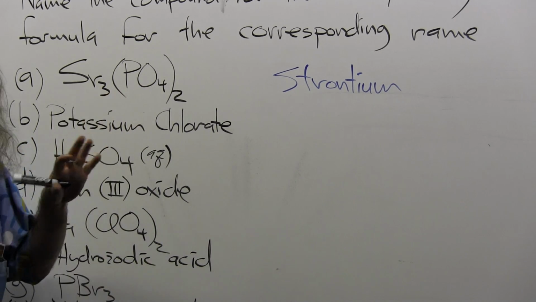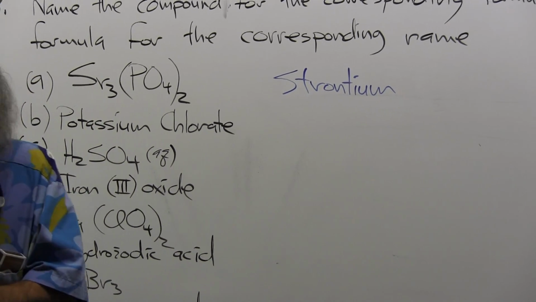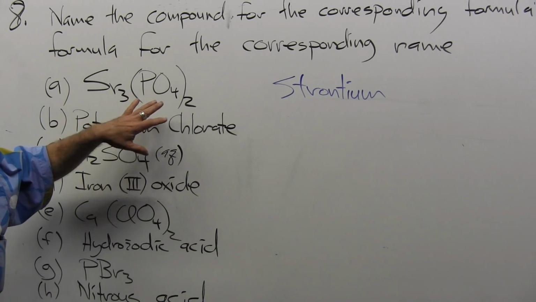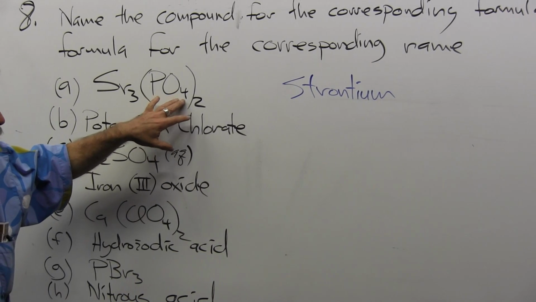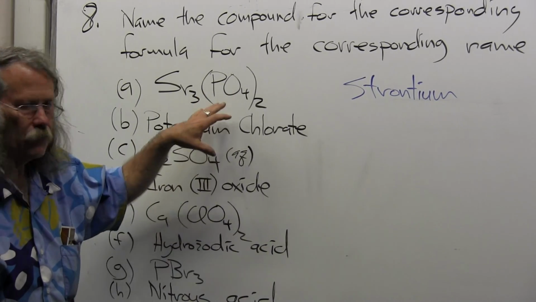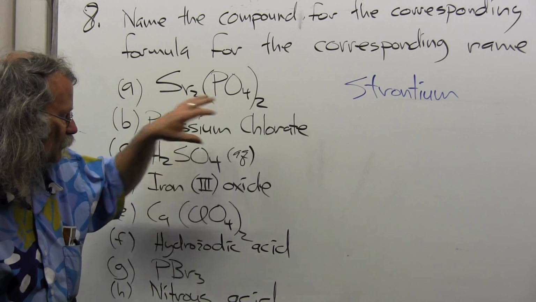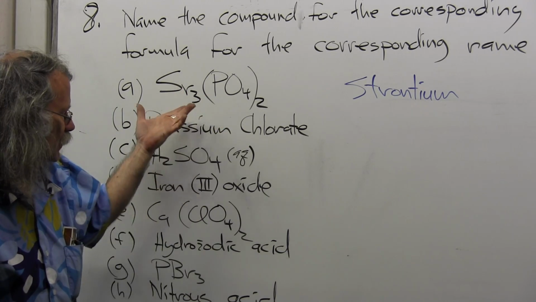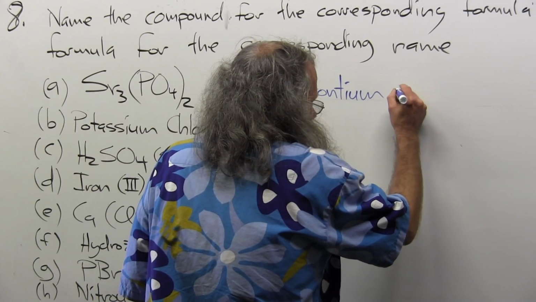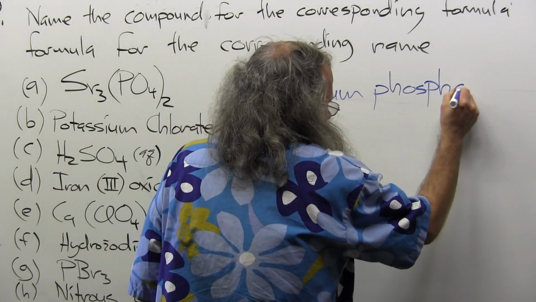And now it's going to be named depending on how many oxygens are present. With phosphorus and nitrogen in group 5, there are 2 possibilities. So there can be 3 or 4 oxygens with phosphorus. 4 would be phosphate, 3 would be phosphite. So in this case, it's phosphate. So it's strontium phosphate, because this is a fixed charge metal. So, named after the cation, followed by the anion.